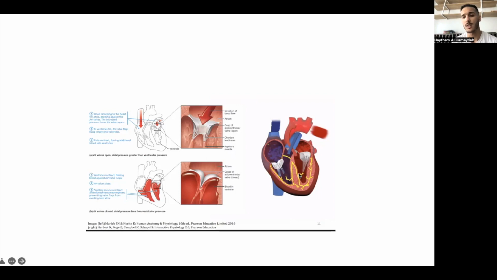And here on the opposite end, blood comes from the lungs into the left atrium by the four pulmonary veins, and then the left atrium pumps blood into the left ventricle.